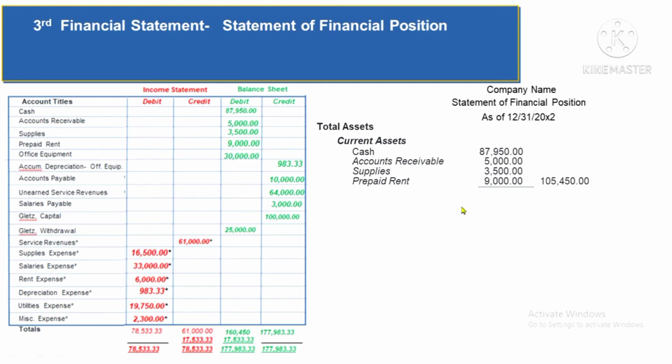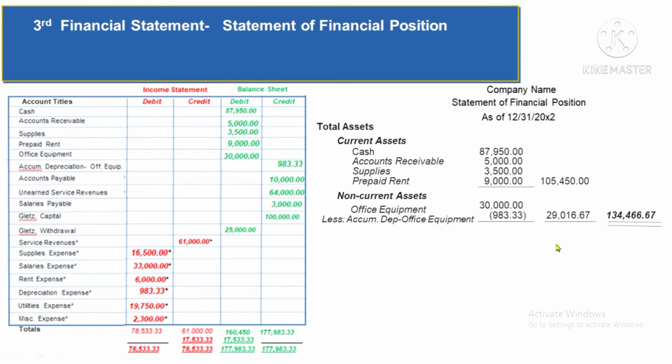Next, we have the non-current assets. In here, we only have the office equipment with a historical cost of 30,000. But since there is an accumulated depreciation balance of 983.33, we need to deduct that in order to get the book value of 29,016.67 pesos. So we have to add this 105,450 and 29,016.67 in order to get the total assets of 134,466.67. After that, we have the liabilities and equity.